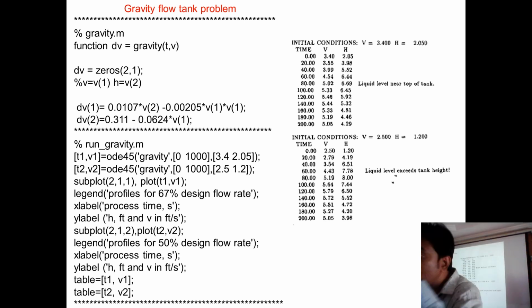And you want to see whether at the 50% design flow rate the tank will overflow or at 67% the tank will overflow. And these are the initial conditions for 50%. This is V here, H here, V here, initial conditions. And similarly for the other flow rate, V here, H here, I have substituted.